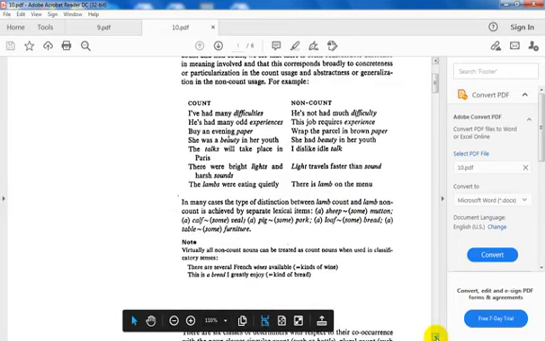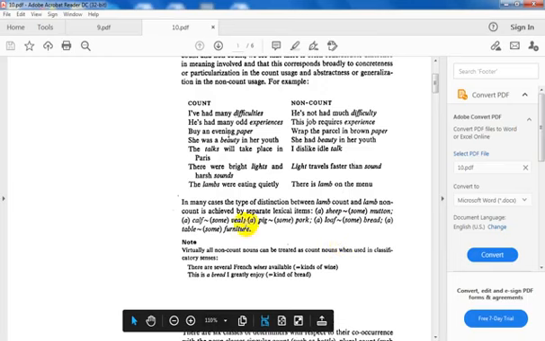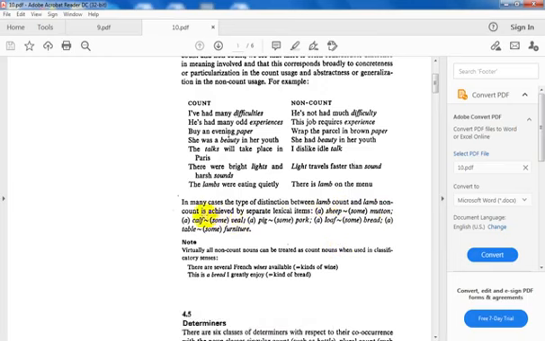But look at this. In many cases, the distinction between lamb as type of meat, non-count, and lamb as animal, count, is achieved by a separate lexical item: a sheep, some mutton; a cow, some veal; a pig, some pork, and so on. It is related to the type of the meat.